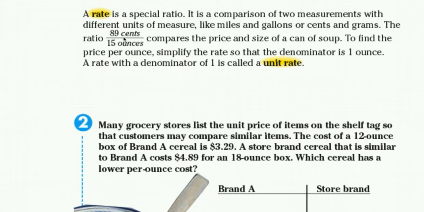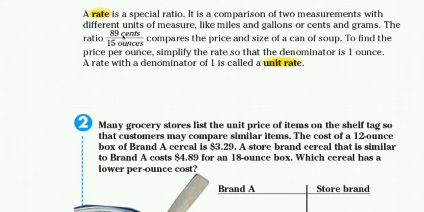A rate is a special ratio. It is a comparison of two measurements with two different units of measure. So again, the definition of a rate is a comparison of two numbers. Those two numbers will have two units of measure, like miles and gallons or cents and grams.